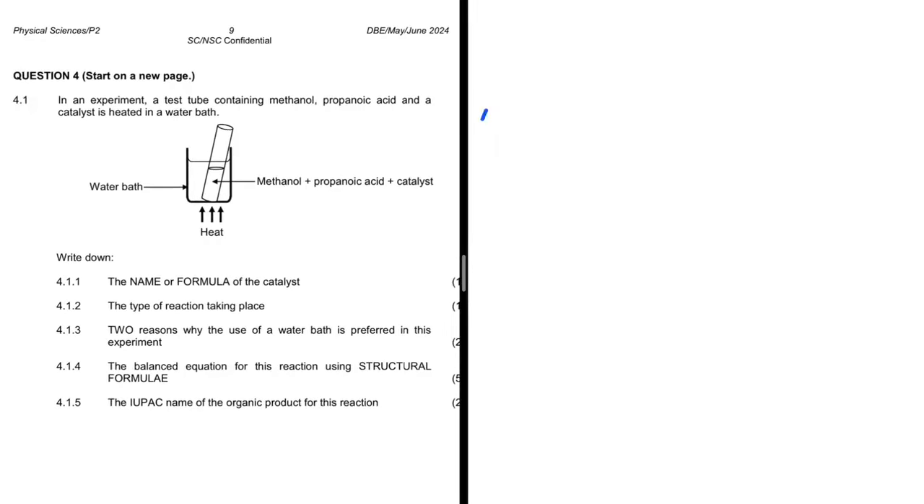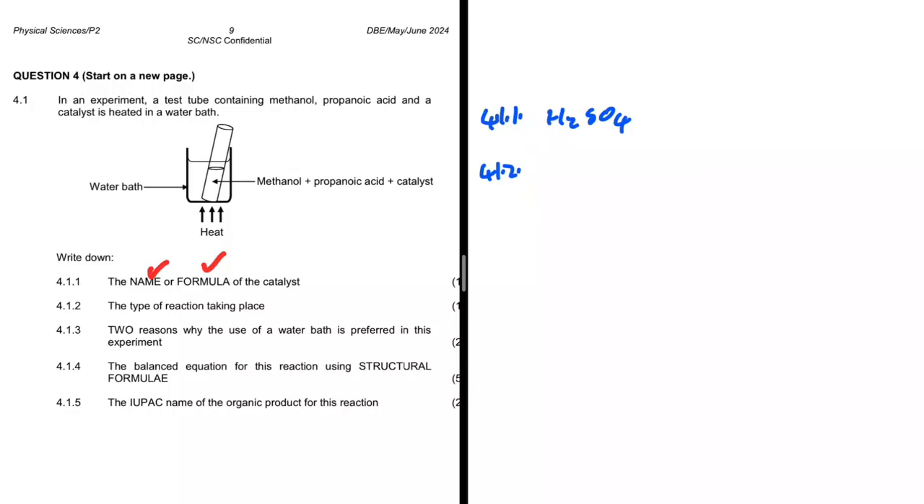Okay, so which catalyst is required when we are trying to have esterification? The catalyst is H2SO4. That is the catalyst. The question says name or formula, so if you say sulfuric acid, that would also be fine. But in some instances, the question would say the name, and then if you write H2SO4, it would be wrong, or it says the formula, of which if you write the name, it would be wrong. Right, so there we go. That is 4.1.1. What about 4.1.2?